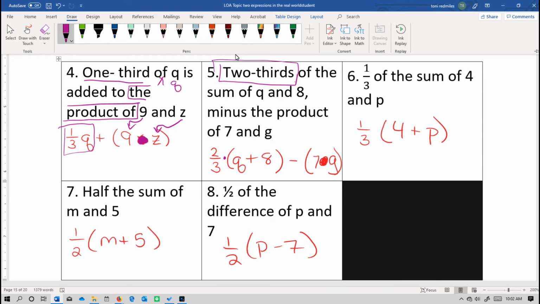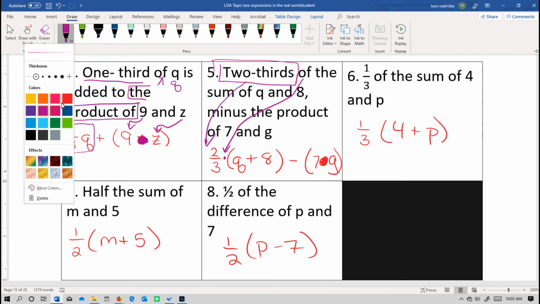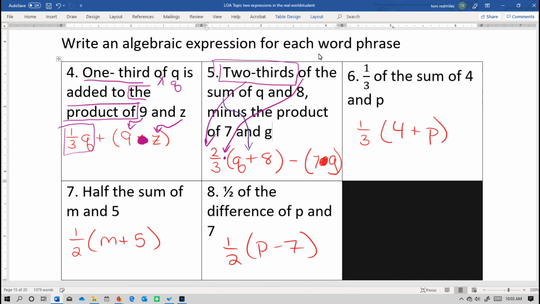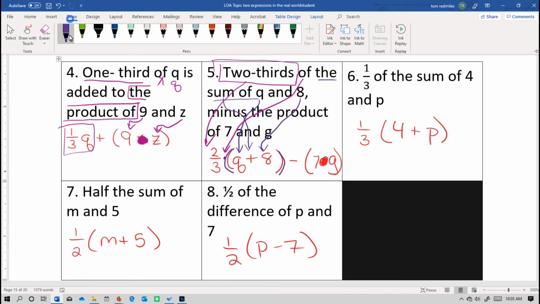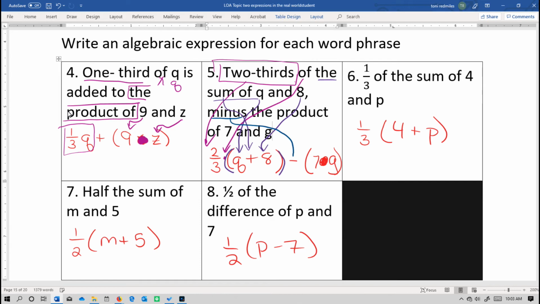So for this one, 2/3 of means to multiply. Okay, now let's do inside the parentheses. So the sum of, sum means addition, of means the sum of means the parentheses. So that's where these parentheses come from, the sum of. Okay, now after the parentheses we have a comma after that 8, which means it's outside of the parentheses, and we need to change our color to blue because it says minus. That's this minus right here.